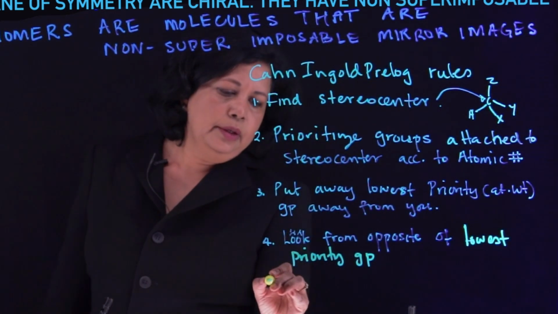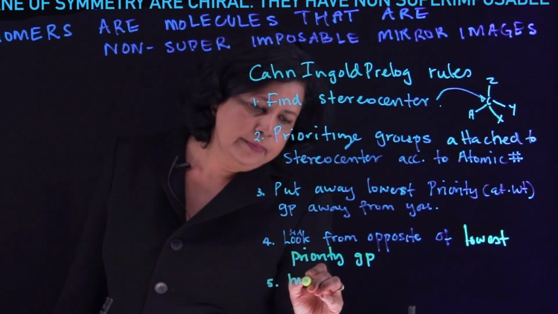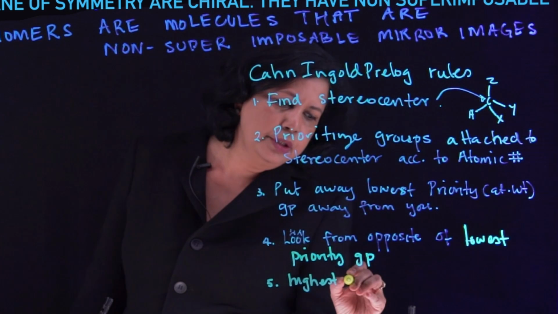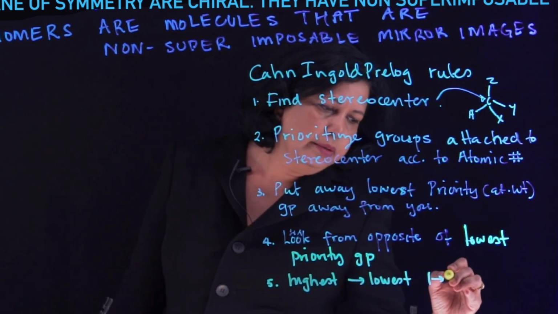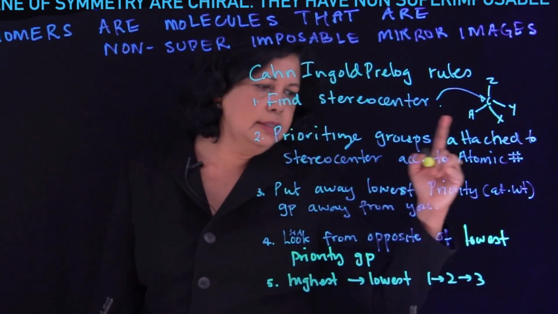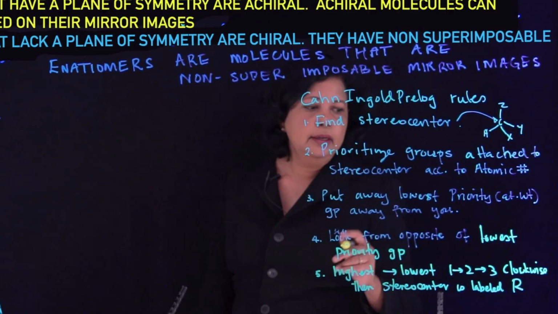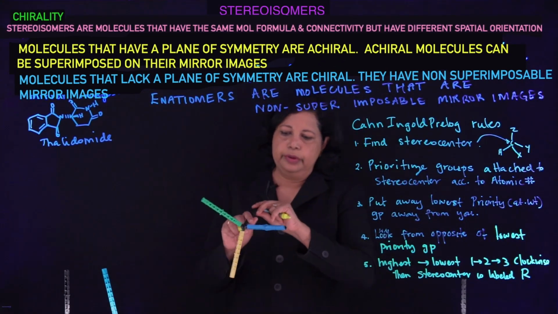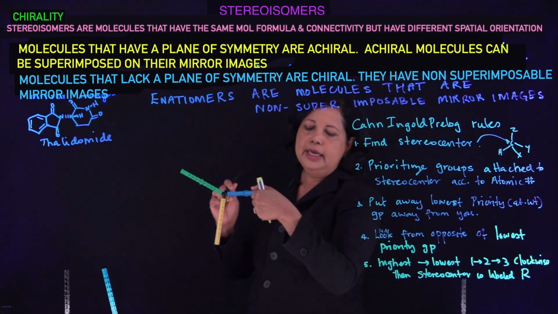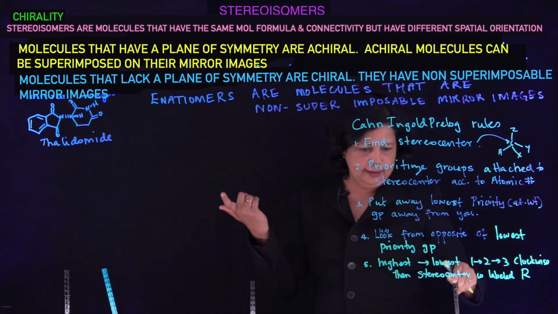Then if it goes from highest to lowest in a clockwise direction, the other groups, highest to lowest, so 1, 2, 3 goes clockwise, then it's defined as R. R and S, right turn and left turn. It's like on a freeway: you make a left turn, that's S. If you make a right turn, that's R.